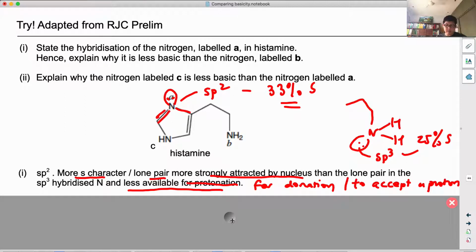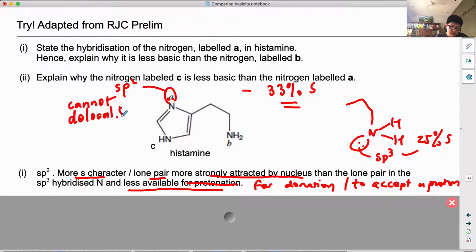Explain why the nitrogen labeled C is less basic than the nitrogen in A. If you look at these two nitrogens, I'm just going to draw it out here. I mentioned that this lone pair, because it's in an sp2 orbital, cannot delocalize. If you look at this nitrogen, there's a lone pair here, and what I mentioned to you just now was this: if the nitrogen is attached to an atom with a double bond, it's something very close to phenylamine.